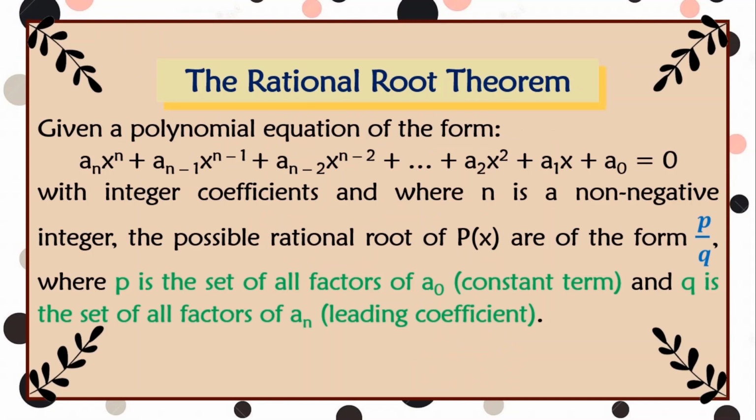Next, let's discuss the rational root theorem. Given a polynomial equation of the form with integer coefficients and where n is a non-negative integer, the possible rational roots of p of x are of the form p over q, where p is the set of all factors of the constant term and q is the set of all factors of the leading coefficient.